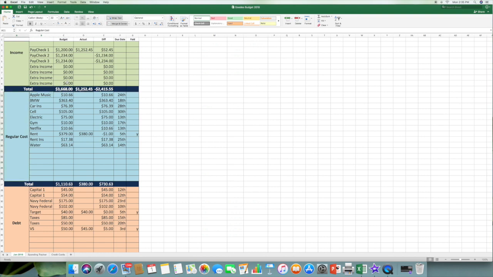Okay, next I have my regular costs, which is also listed same way on the pen and paper method. They may show in different orders than on my pen and paper method because I have been working on it, doing some tweaks and some updates. So I have my Apple Music, my car payment, my car insurance, my cell phone, my electricity, my gym, Netflix, rent, renter's insurance, and water.